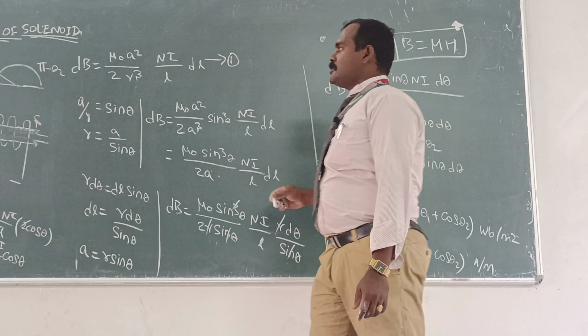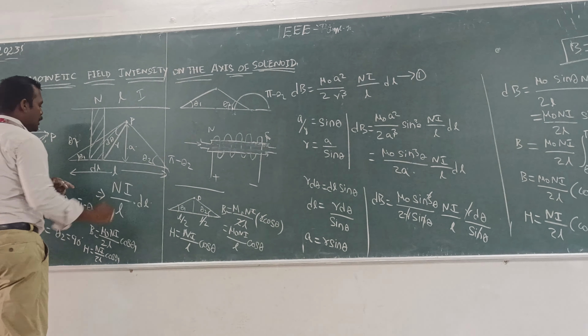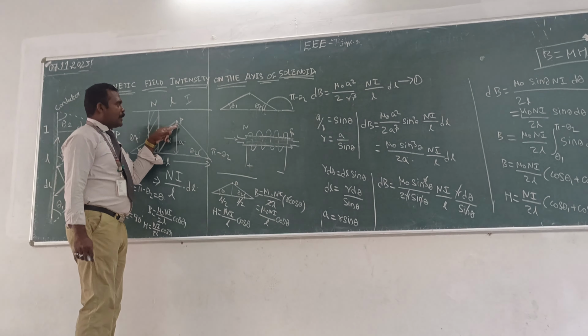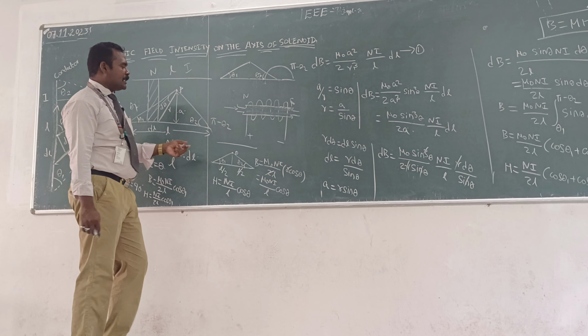But in this case you need to consider two different cases. You are considering the point P. If you consider the solenoid coil, that point P is the center of the axis.